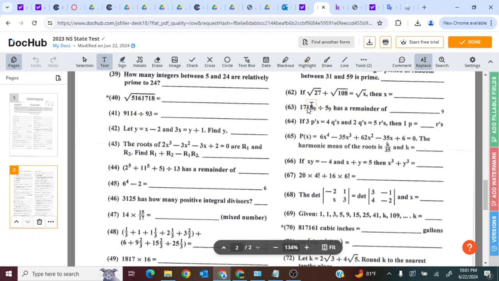So 8 minus 1 plus 7 minus 2 is 13. 13 divided by 3 has a remainder of 3. 3 p's is equal to 4 q's, and 2 q's is equal to 5 r's. 1 p is how many r's? Okay, 1 p is 4 over 3 q's, and then that's multiplied by 5 over 2, so 20 over 6, or 10 over 3. Harmonic mean of the roots.